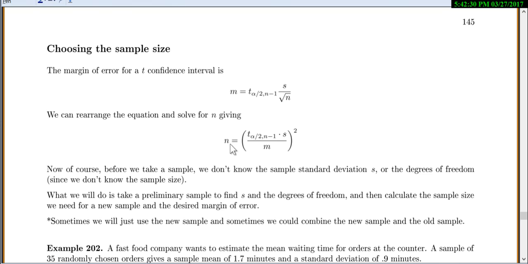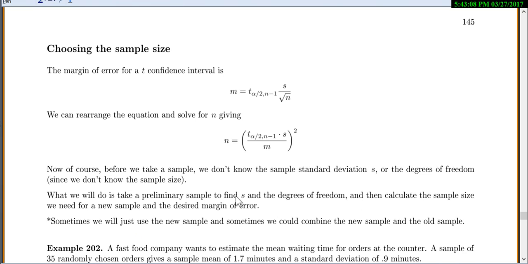So you can rearrange this to solve for n. So n is going to be your critical point, which you find the exact same way, times s divided by the margin of error that you want, and square. Now just keep in mind, before you take a sample, you don't know the sample standard deviation s, or the degrees of freedom, since you don't know the sample size, which makes this kind of difficult, right? What we will do is we'll take a preliminary sample to find s and the degrees of freedom, and then calculate the sample size we need for a new sample and desired margin of error. So it's not going to be exact, but it's kind of our best estimate.